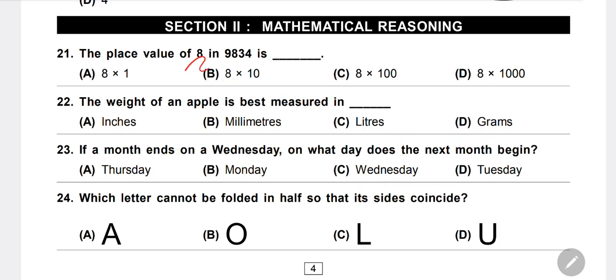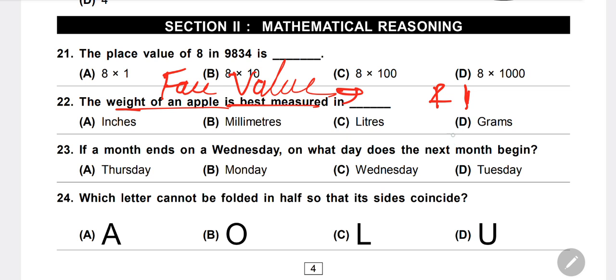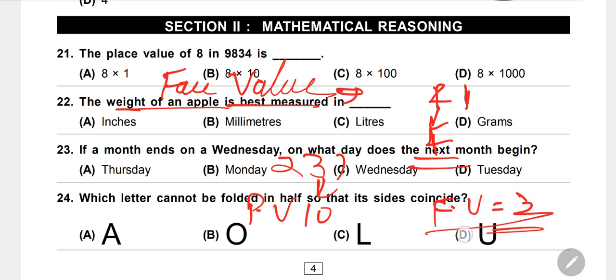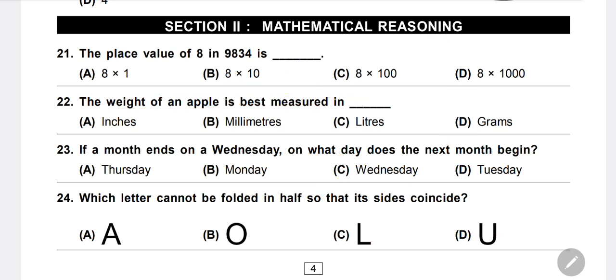Face value is basically the number itself, the same number. For example, if 41 is written, its place value of 4 may be 10, but its face value is 4 because the number is 4. In 231, the place value of 3 is 10, but the face value is the same number, meaning 3. Face value means exactly the same number that is mentioned. Now come to the question.